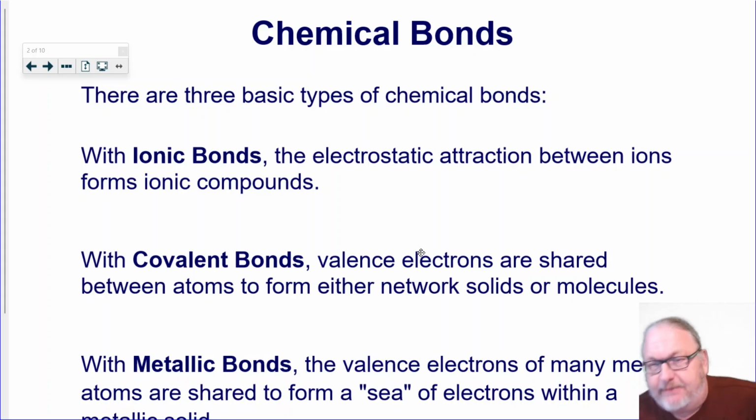The next type, what we're going to study in this unit, is what we call a covalent bond. These are where the valence electrons are shared between the atoms, and they're going to form either what we call network solids or molecules.